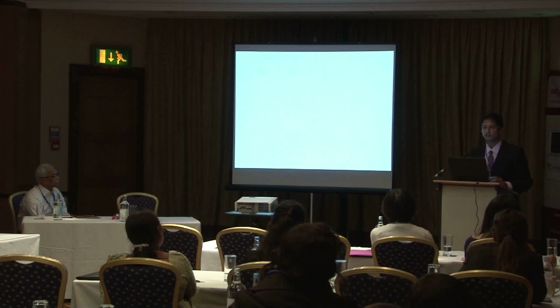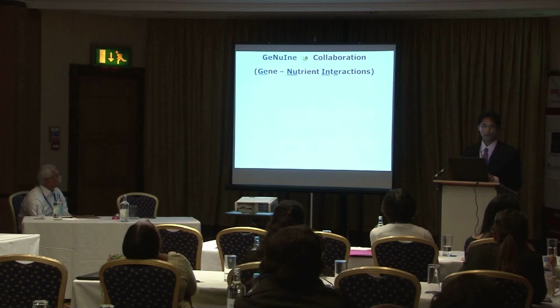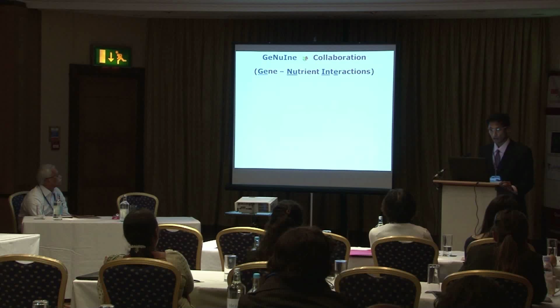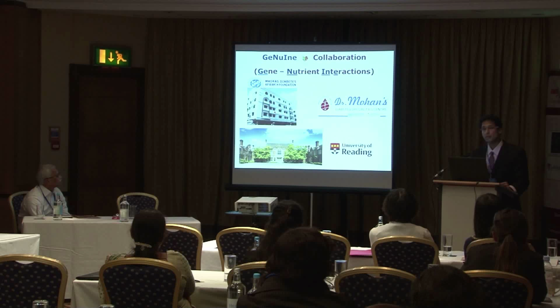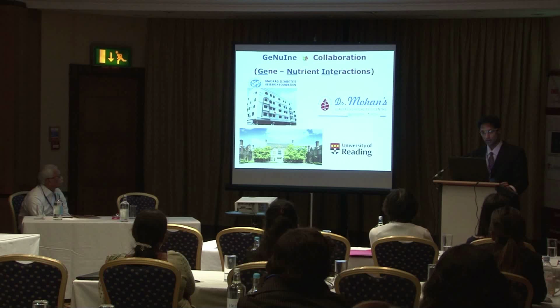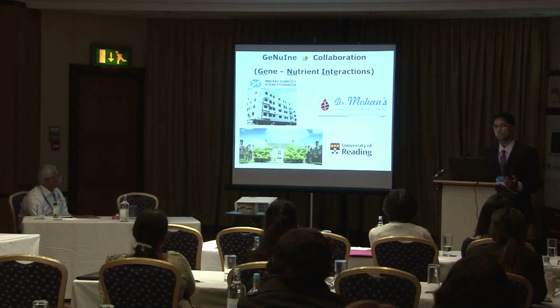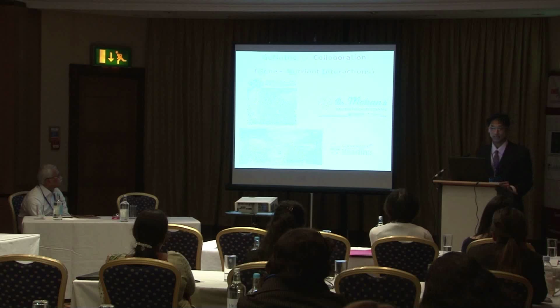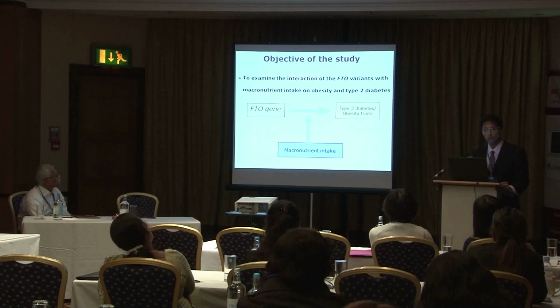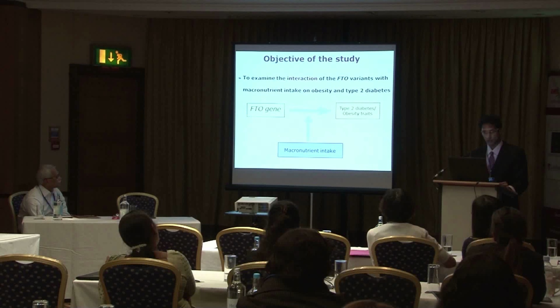So I'm going to give one example based on the genuine collaboration that I did quite recently in collaboration with Dr. Mohan's Diabetes Center in Chennai in India. This is a collaboration between UK and India, where we tested for the interaction of some of the important genes with macronutrient intake on type 2 diabetes and obesity, and we found one significant interaction, that was the interaction between the FTO variants and macronutrient intake on obesity and type 2 diabetes.